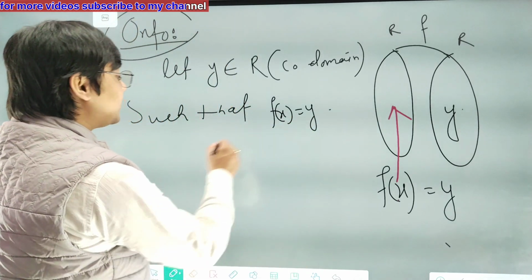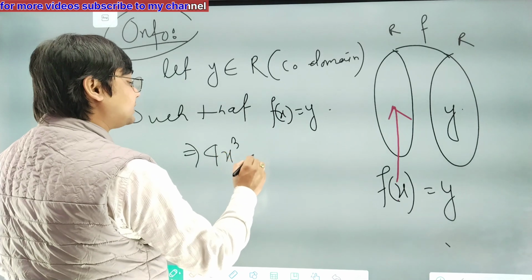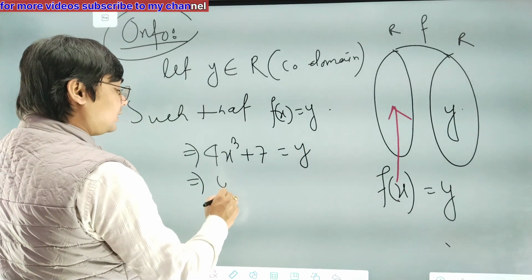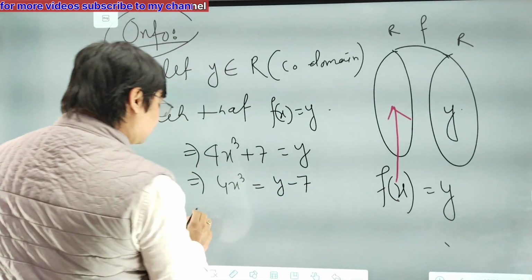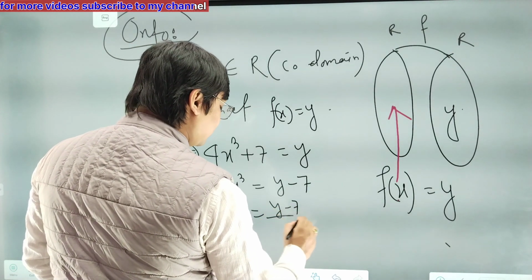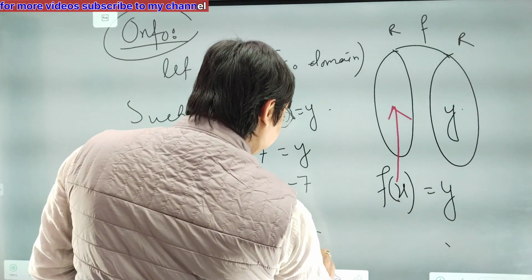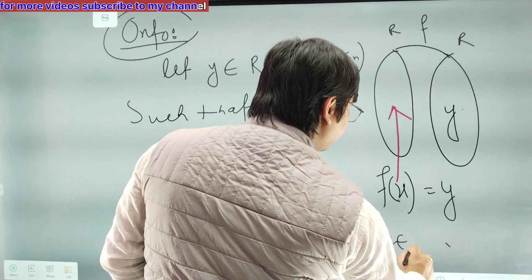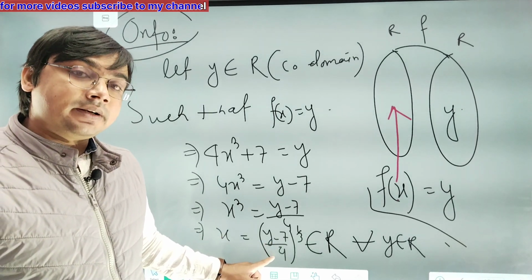You see, so you put the value of f of x. F of x is our here 4x cube plus 7, and this is equal to y. So from here you find the value of x only. So this will be y minus 7. So this x cube will be equal to y minus 7 by 4. So x equals the cube root of that, and clearly this belongs to R for all y belongs to R. Yes, for any real values of y, this also will be a real value.